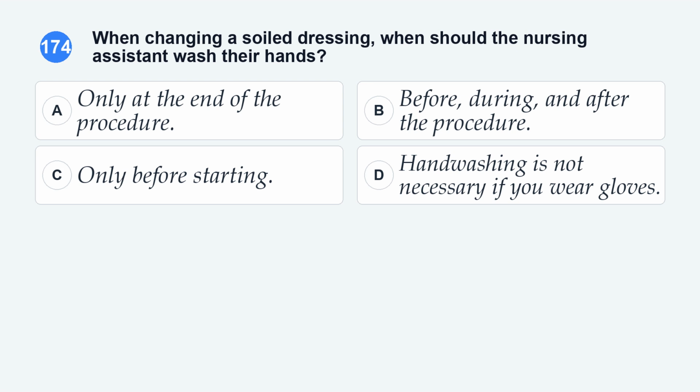Option A. Only at the end of the procedure. Option B. Before, during, and after the procedure. Option C. Only before starting. Option D. Hand washing is not necessary if you wear gloves.